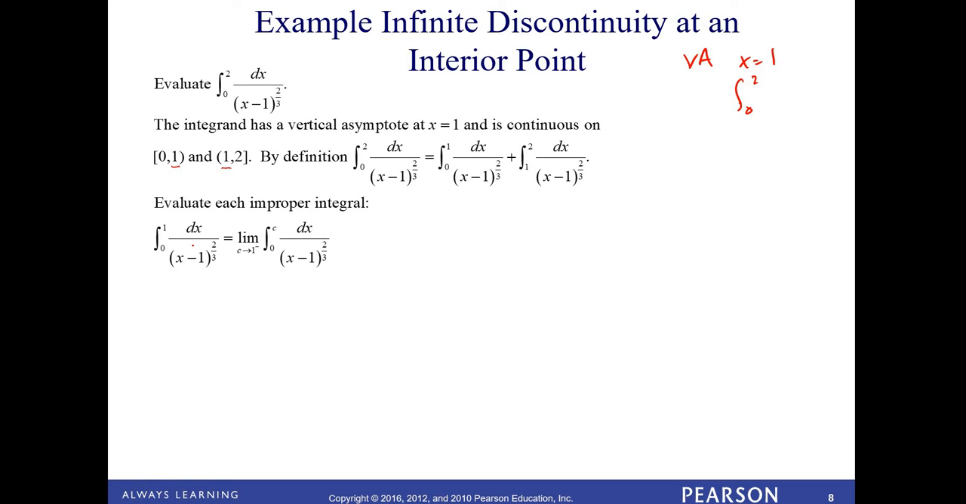So the first improper integral from 0 to 1 is the limit as c approaches 1 from the left. Remember, if I'm going from 0 to 1 and I want to get close to 1 but not actually get there because of my asymptote, I'm approaching 1 from the left.